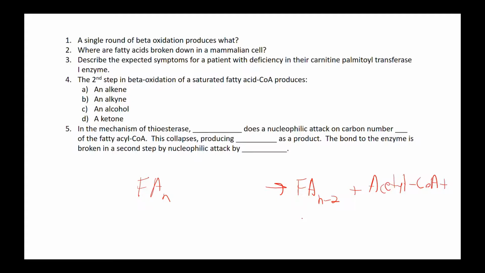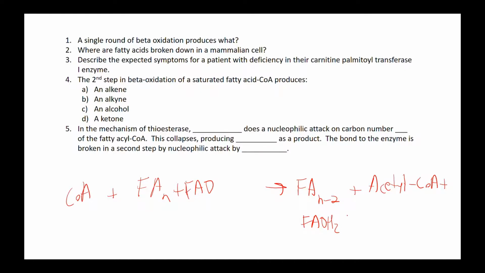We have to make an alkene, which in order to do that, we have to take an FAD and turn it into an FADH2. Also, I should say, in order to make the acetyl-CoA, we need a CoA on here, but that's actually not part of the question. I'll just add it on here.